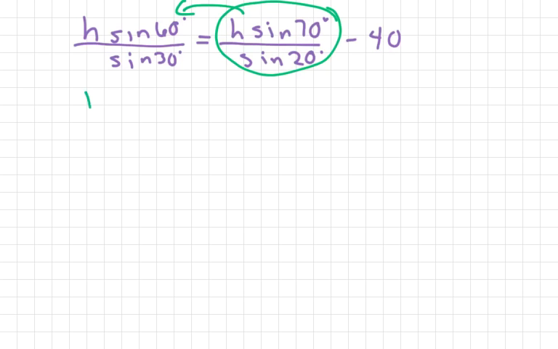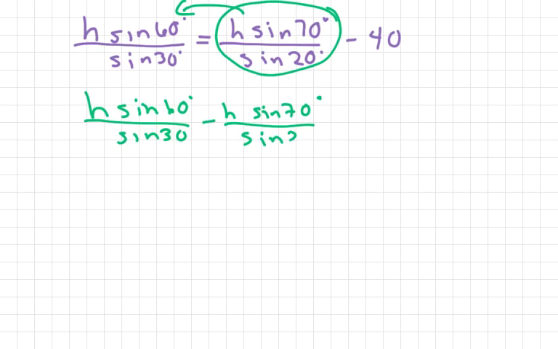So basically, we're going to have h times sine of 60 over sine of 30 minus h sine of 70 over sine of 20 equals negative 40. I just subtracted this and put it on that side. Now I'm going to factor out the h. To save time, I'm just going to put the h on the outside. So I'm factoring out this h. That's what I was going to do before, but I thought it'd be confusing.